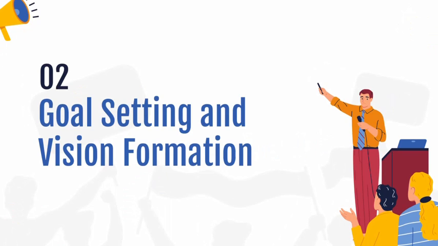The second stage is the goal setting and vision formation. Here, the goals for the education system are set based on societal needs and future trends. So, for instance, a national education system may aim to develop critical thinking skills or digital competencies to prepare the students for the 21st century workforce.